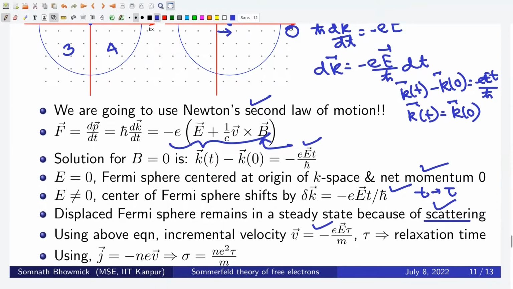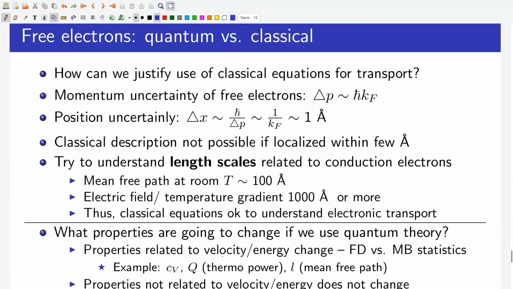And now we have the steady state velocity, and then we can write that J is equal to minus nev, and in place of v, if we replace this, then J is equal to ne squared tau by m times the electric field. And then we know that this term is the electrical conductivity, sigma is equal to ne squared tau by m.